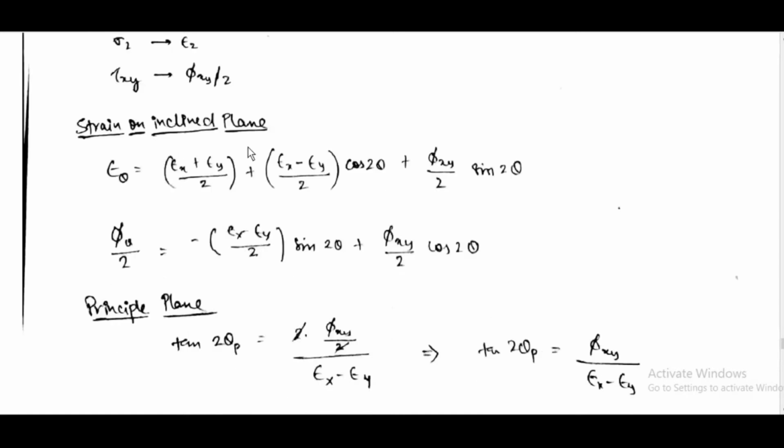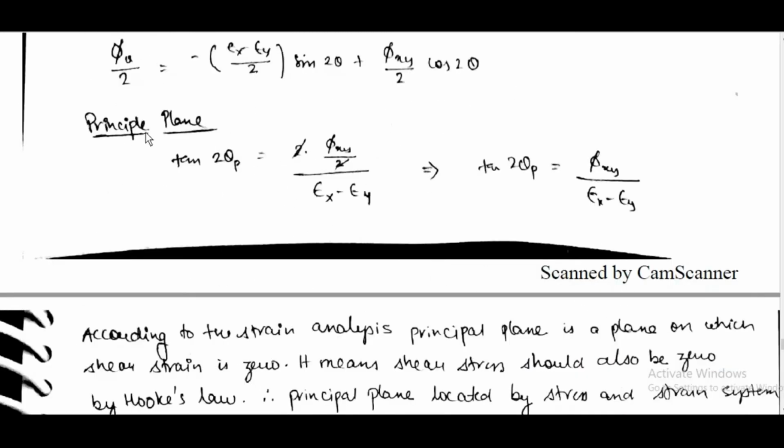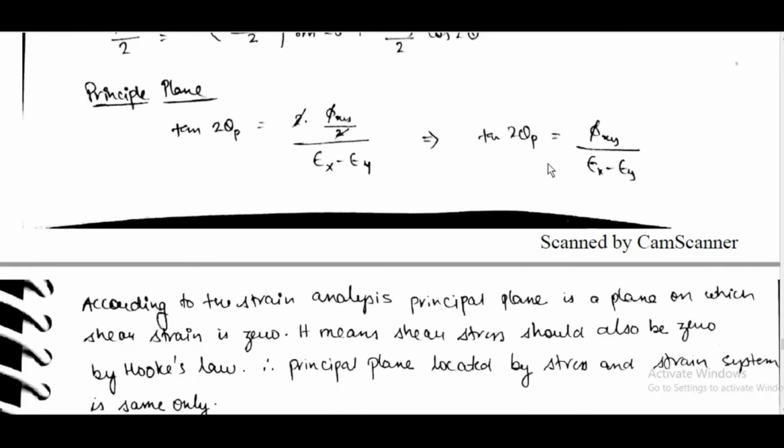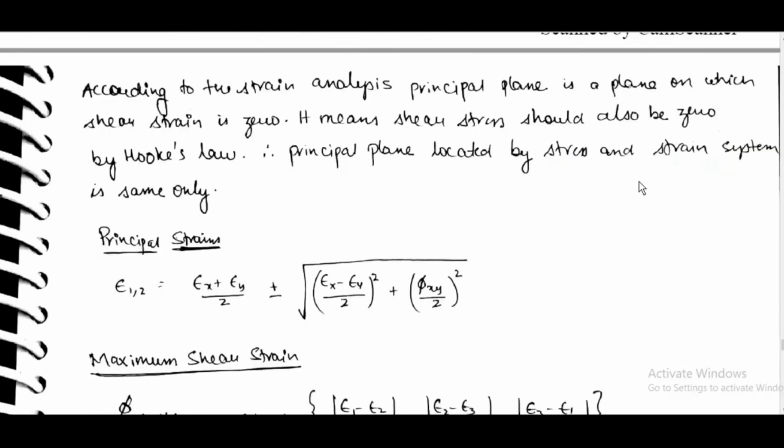Strain on inclined plane: epsilon theta is equal to (epsilon x plus epsilon y)/2 plus (epsilon x minus epsilon y)/2 cos 2 theta plus gamma xy/2 sin 2 theta. Gamma theta/2 is equal to minus (epsilon x minus epsilon y)/2 sin 2 theta plus gamma xy/2 cos 2 theta. Principal plane: tan 2 theta p is equal to 2 gamma xy by 2 (epsilon x minus epsilon y), so tan 2 theta p is equal to gamma xy by (epsilon x minus epsilon y).